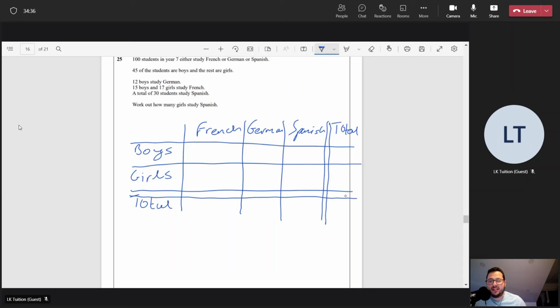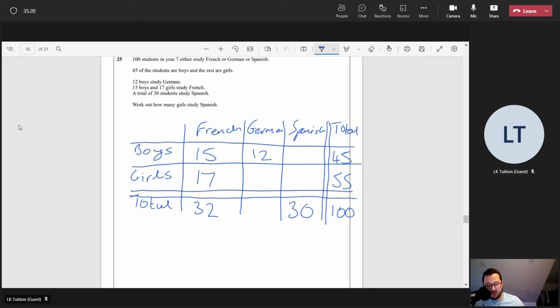Okay, right, so let's fill in what we've got all together. So we know 45 students are boys, so the total boys is 45. Now we know that there are 100 students altogether, so we can already figure out that the girls will be 55 to make up the 100. Then we've got that 12 boys study German, so that's there. We've got 15 boys and 17 girls study French. We can add them up to make 32 in total study French. And then it says a total of 30 students study Spanish. Work out how many girls study Spanish.